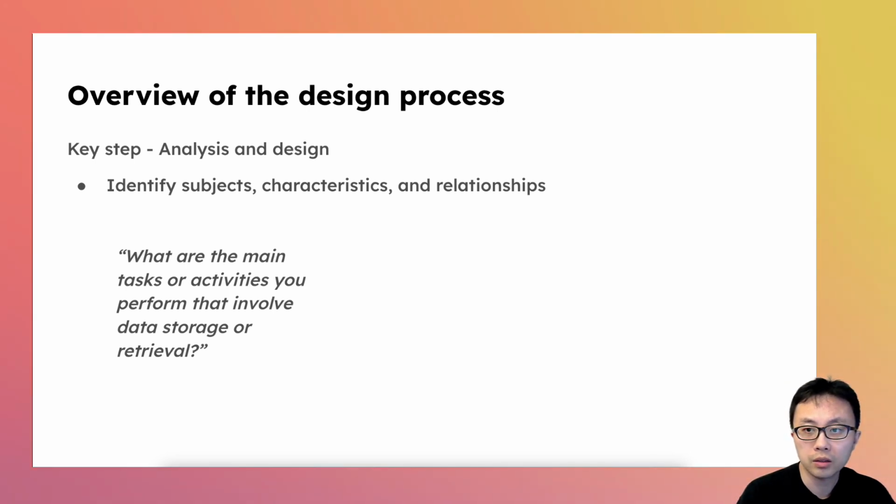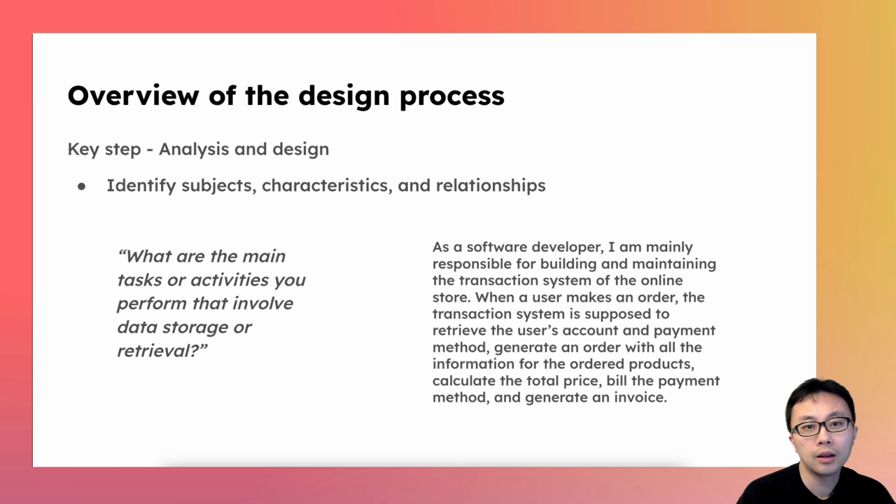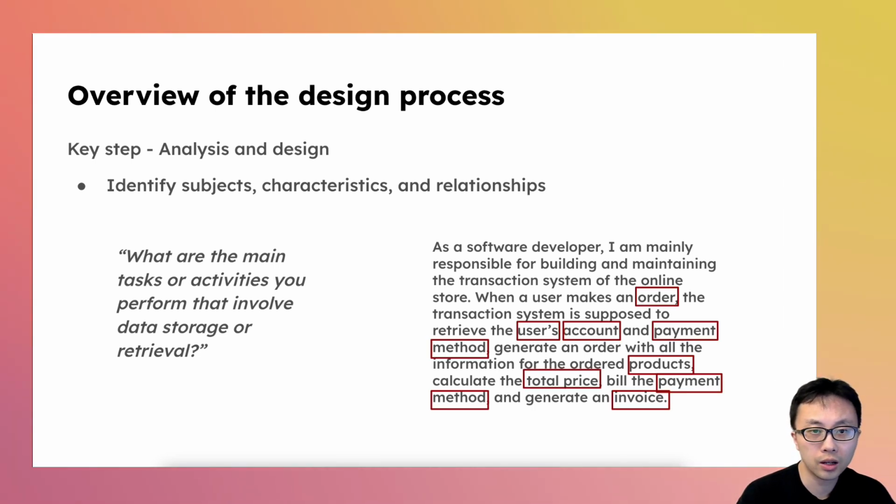The participant may give you a response like this. This response, as you can see, is very detailed. The participant answered this question very well, with a lot of useful details. You can track all the nouns and see whether they can be used in sentences with verbs like has or owns to identify subjects and characteristics.